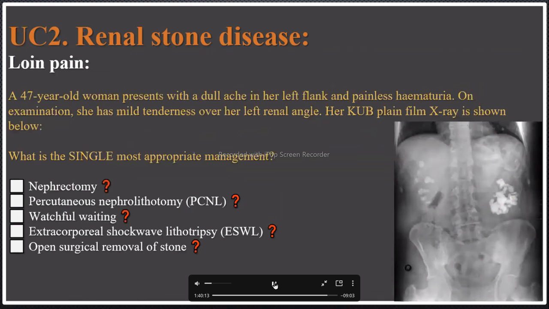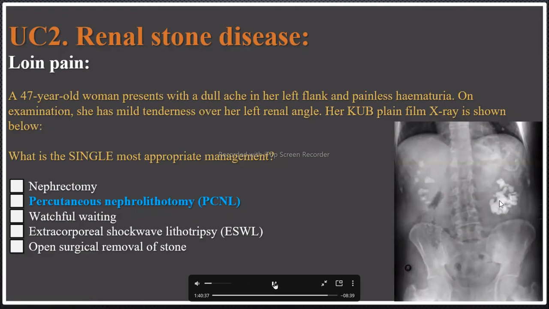ESWL, Option E. Option D, PCNL. Okay. What does it mean, most appropriate management? Definitive management. The best choice of treatment. So here you have to check the size.